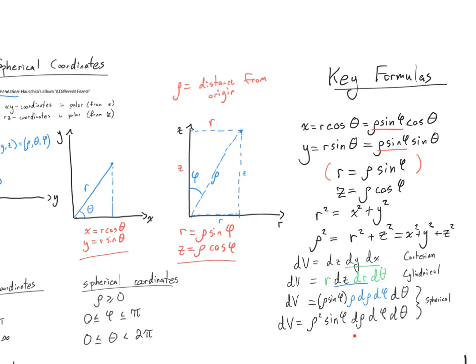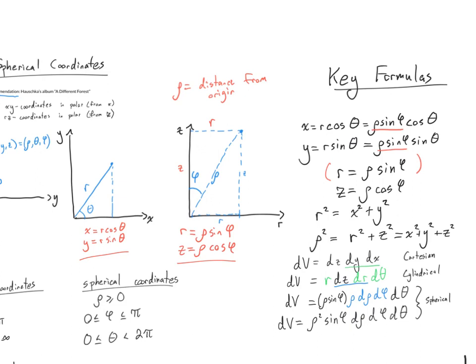And so people prefer writing this as, and often memorize it as dv equals rho squared sine phi d rho d phi d theta. And it's not important to know any other derivation of this, but it is important to have all of these three formulas really secure in your brain. And if you remember polar, you're going to remember them all.